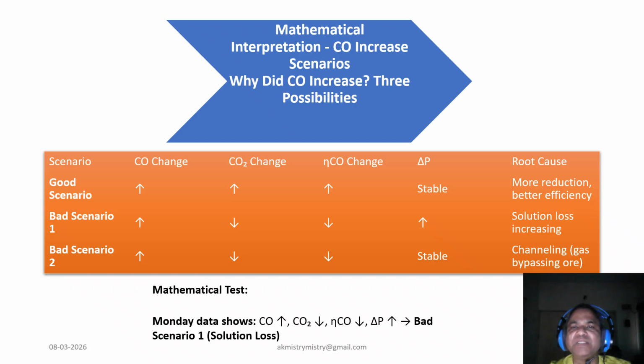So let's apply these mathematical tests to our data. CO is up, CO2 is down, eta CO is down and delta P is up. So this doesn't match the good scenario or the channeling scenario. It points directly to bad scenario 1, solution loss. And finally, let's look at the other side of the coin.